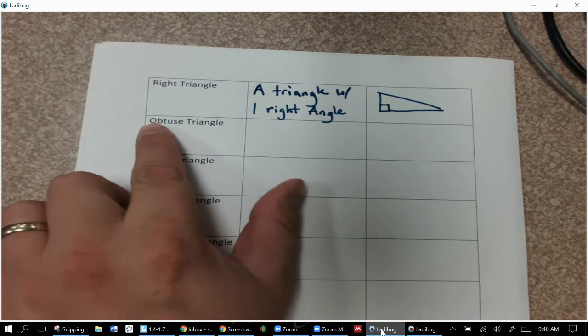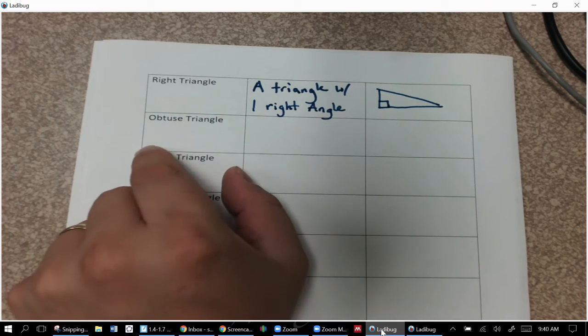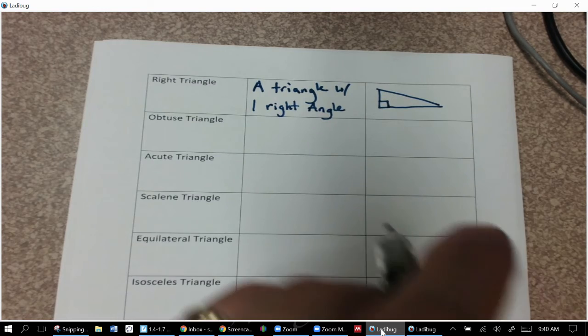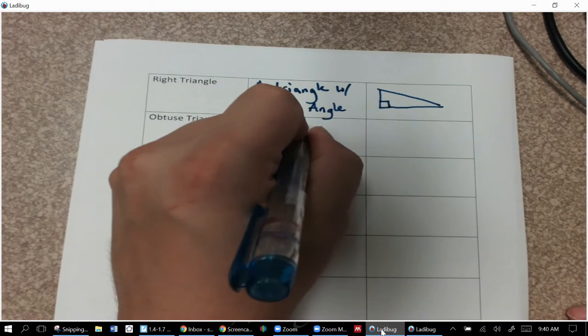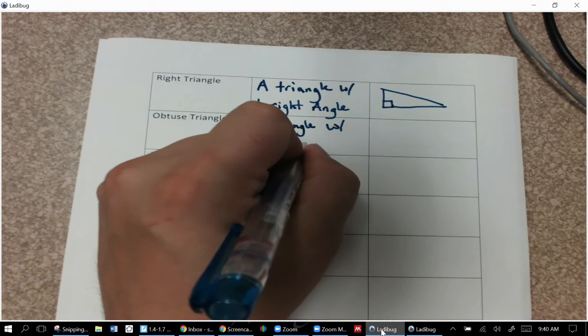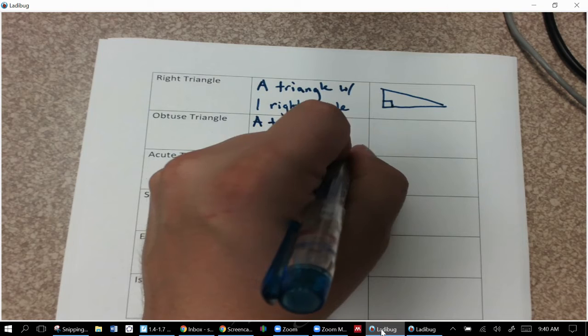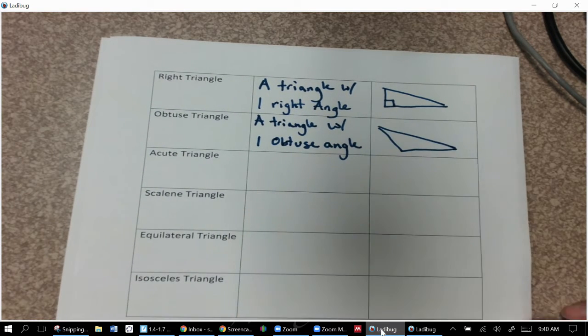Next up, we've got an obtuse triangle. So a right triangle was a triangle with one right angle. An obtuse triangle is a triangle with an obtuse angle. And so what that might look like is something like that. There's no symbol for obtuse, but obviously bigger than 90 is what we're looking for in that picture.